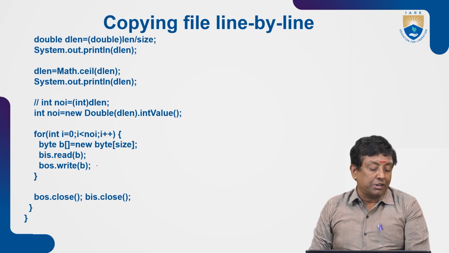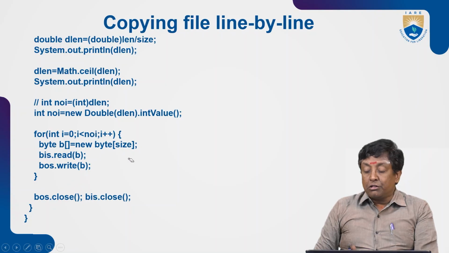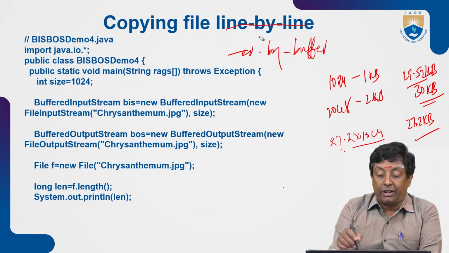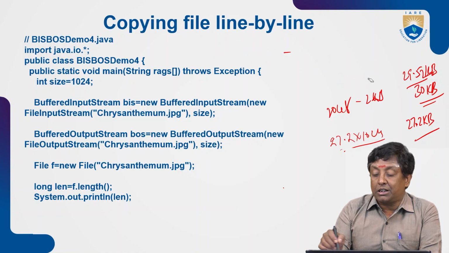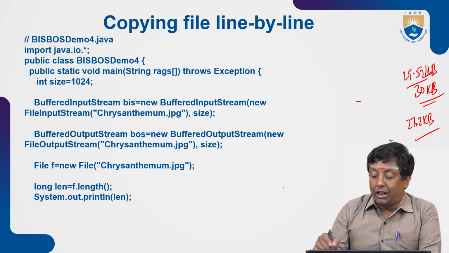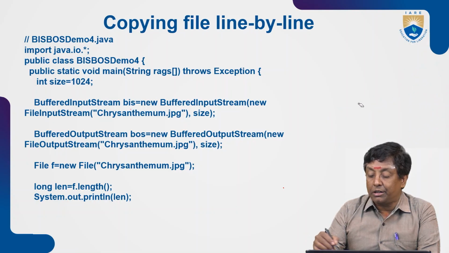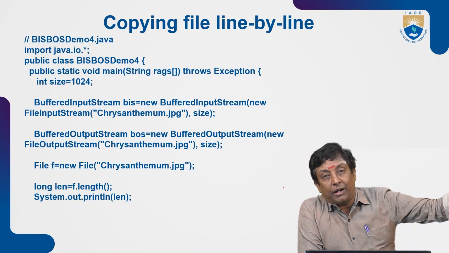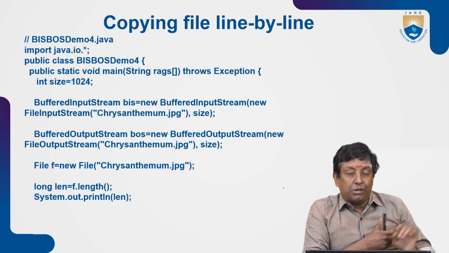Once the entire operation is completed, we close the buffered output stream and buffered input stream objects. So binary streams must be written in this way. Character-based files can be read using character streams, and binary files must be read using buffered input stream. We can use file input stream directly, byte by byte, or buffer by buffer through buffered input stream and buffered output stream.